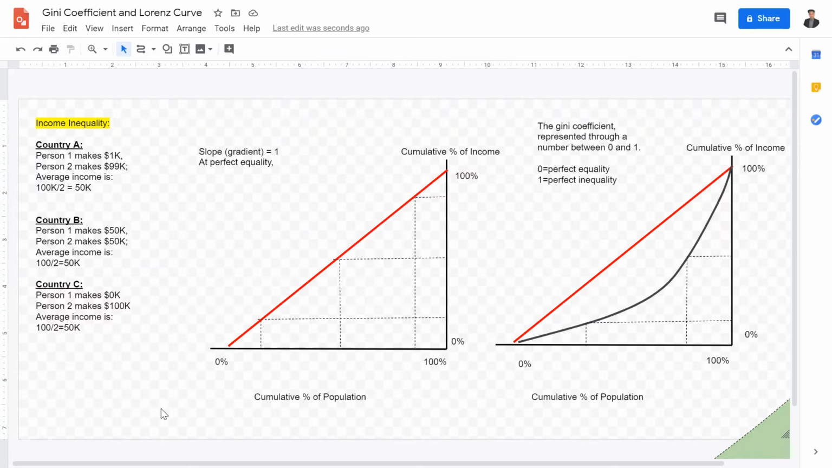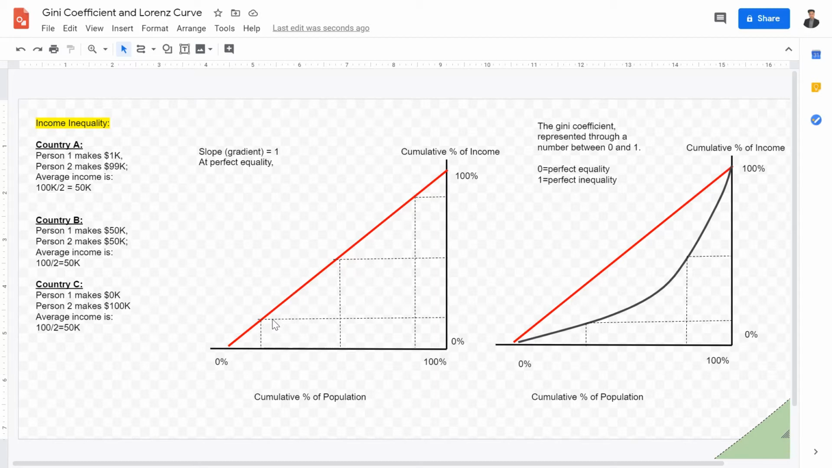Now, that is when the Gini coefficient and the Lorenz curve come into play. So imagine the perfect society, like country B. We have perfect equality in income. What would it look like? It will look something like this.